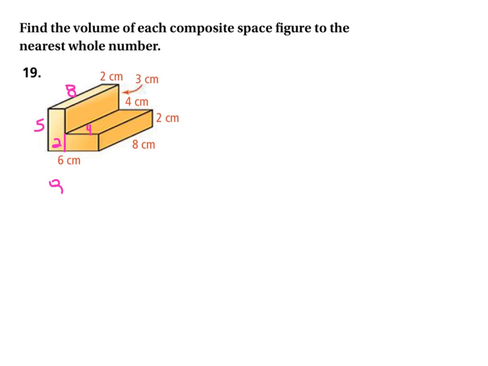2 times 5 is 10. 10 times 8 is 80 centimeters cubed. And then this last one here is 4 times 2 is 8. And 8 times 8 is 64. And we can add those together. So 80 plus 64 is 144 centimeters cubed. Hope that was helpful.